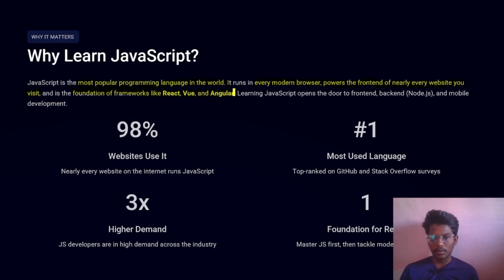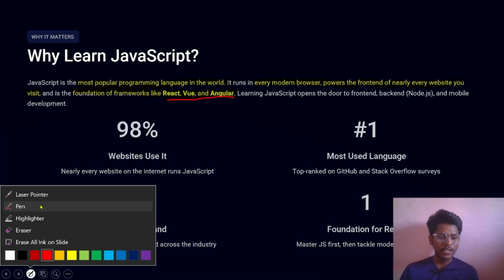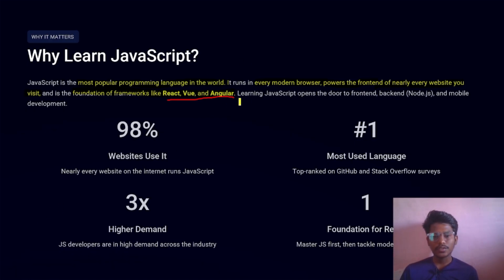React, Vue, and Angular. You may be thinking, what is React, what is Vue? React, Vue, and Angular are also programming frameworks which are dependent on JavaScript. It is the foundation of frameworks. Learning JavaScript opens the door to frontend, backend, and mobile development also.